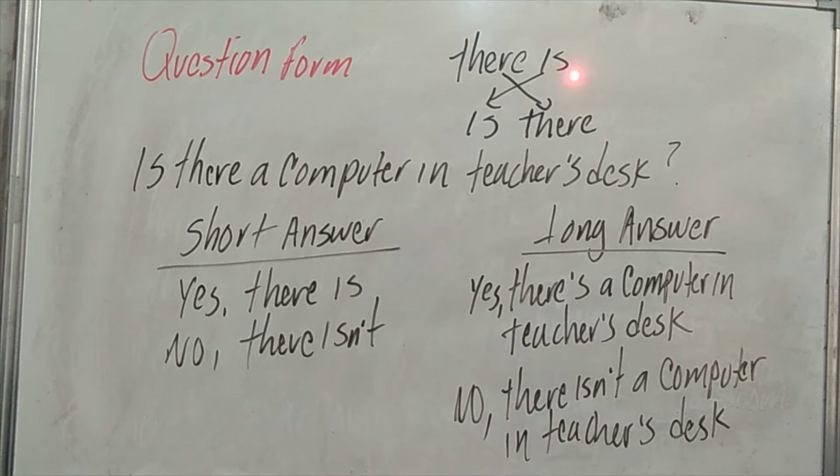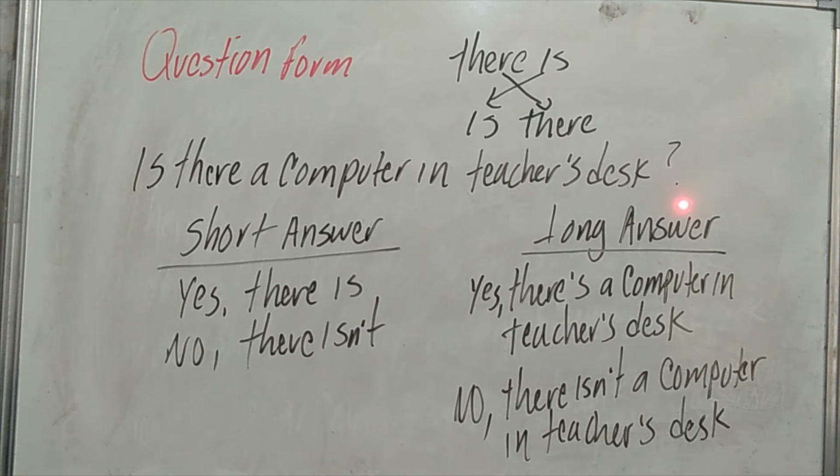This is the affirmative form. But in this case, we want to cross. We want to say, is there, okay? In order to form the question, we want to do this one. Is there, and the complement, right? For example, it says, is there a computer in teacher's desk? The question mark, right? It's important to write it at the end, the question mark, right?